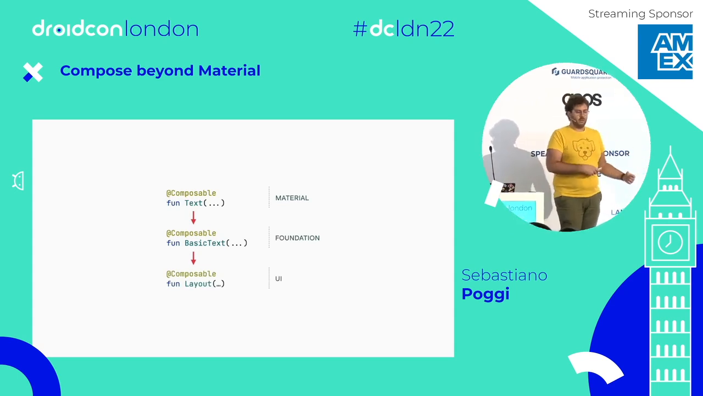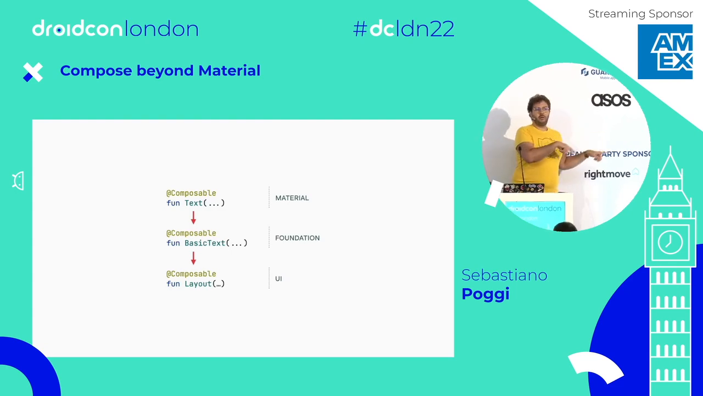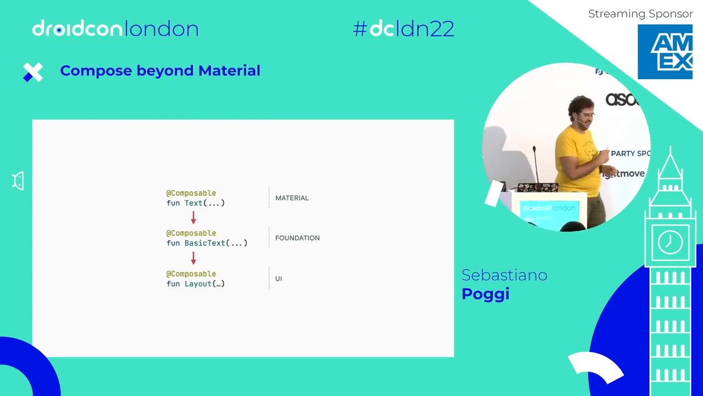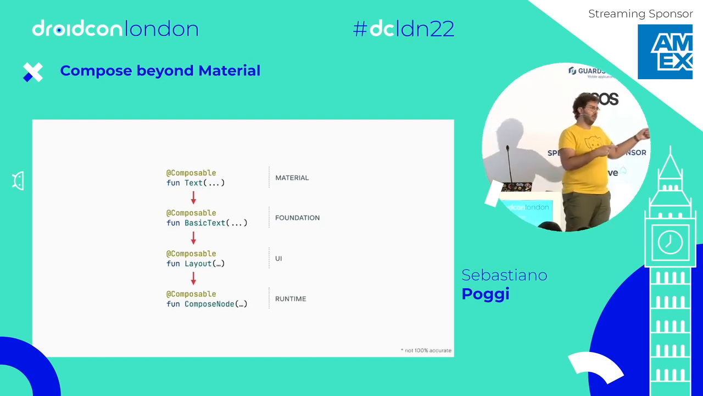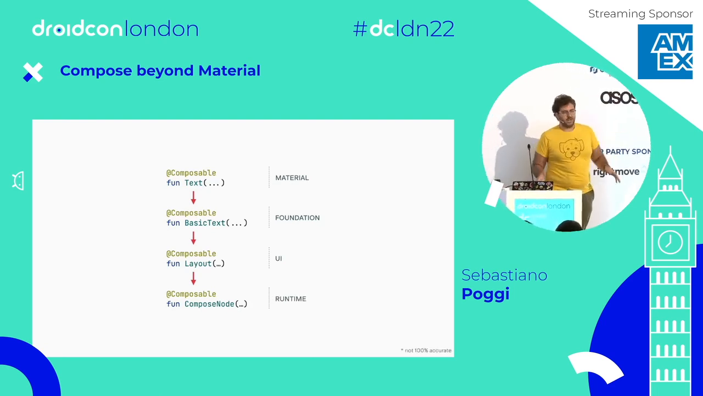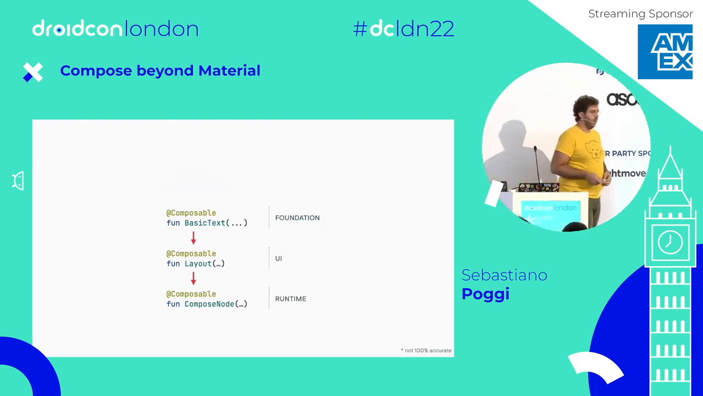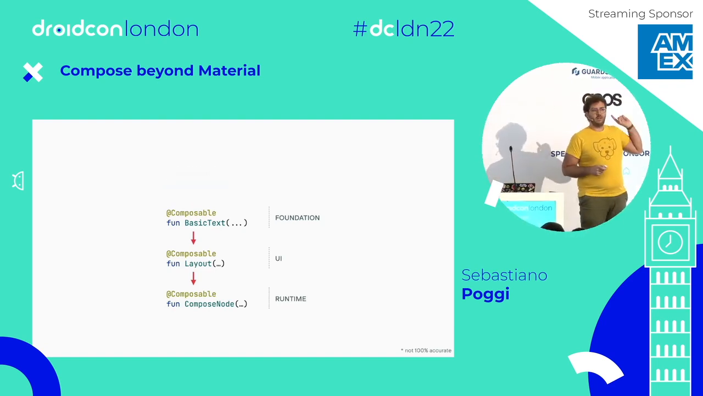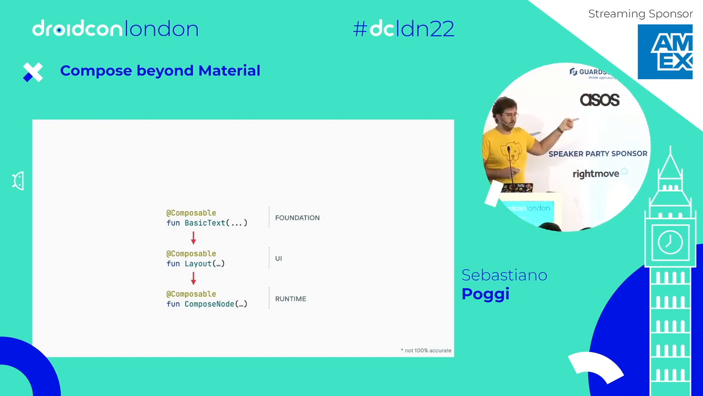That, in turn, delegates to the layout composable. And that lives in another of the Windows colors that you were seeing earlier, which is the UI package. And that, in turn, delegates to the compose node that lives into the runtime. Now, this is a simplification. Don't yell at me for this, but that's the general idea. Now, what we have done is we have taken the top layer out, but the rest is still there.